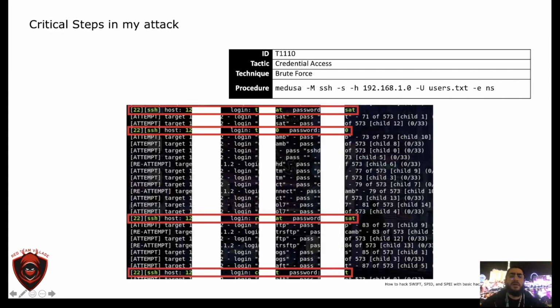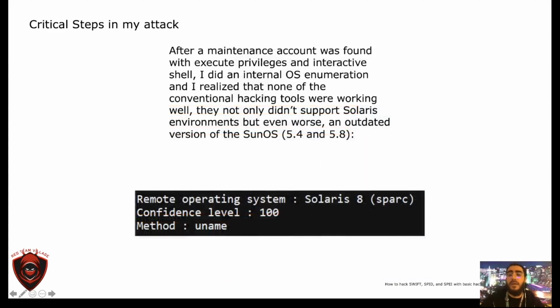Later, I found another maintenance account with more privileges and interactive shell. That user was in 80% of the hosts in my scope, and it used the same bad password policy. So I was capable of logging in to a lot of hosts, but I had a problem. I realized that none of the conventional hacking tools were working well.